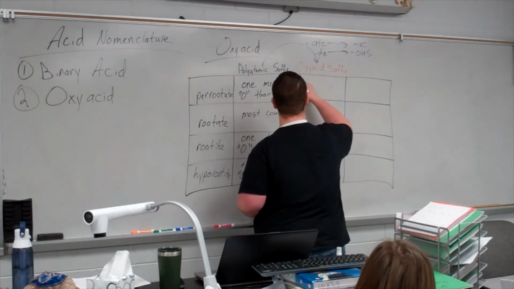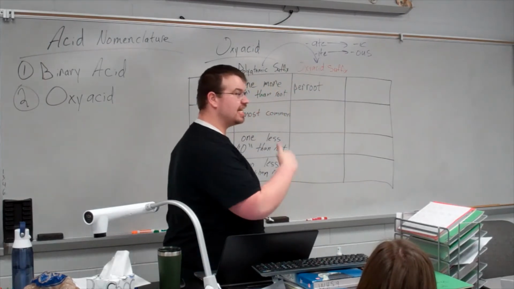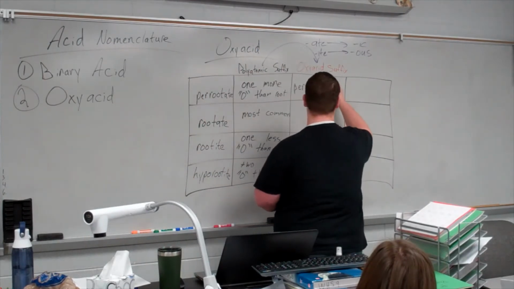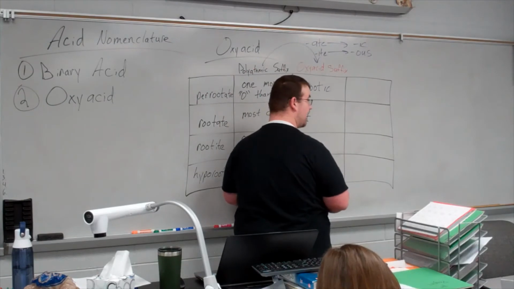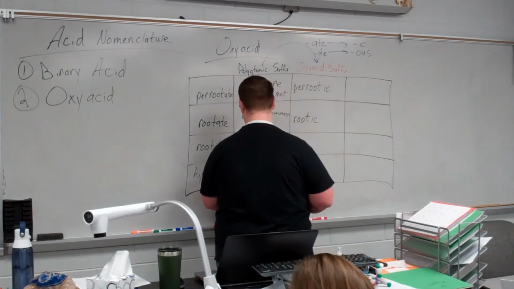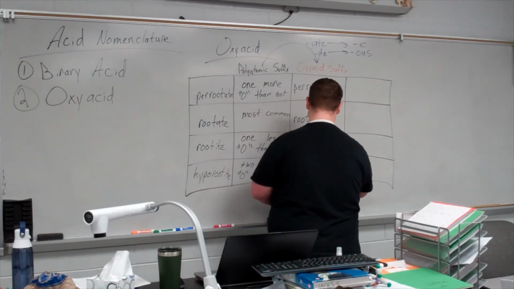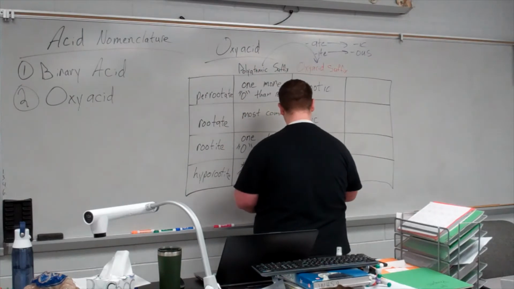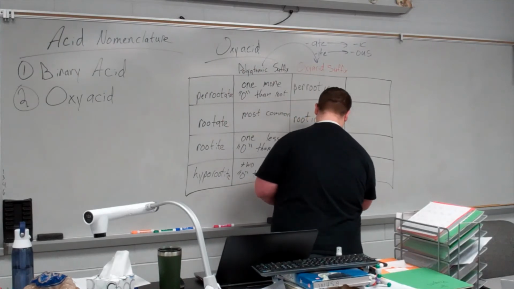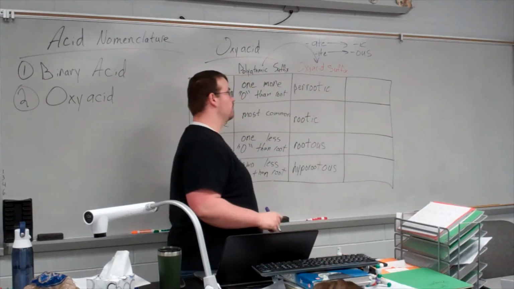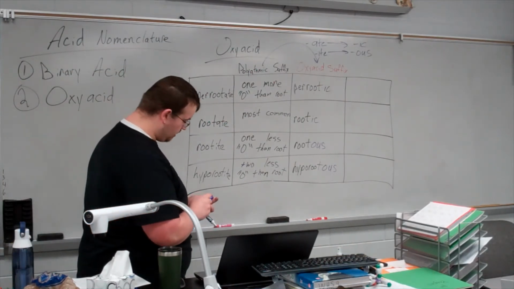So you have perate. But what's the ending? Ate. Ate goes to "ic." Per, root, "ic." Root, "ic." Root, "us." Hypo, root, "us." We're going to need another column.